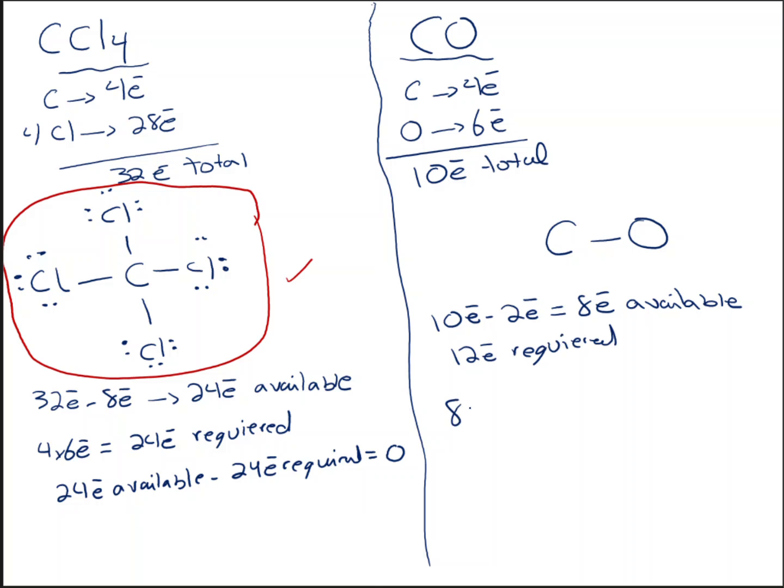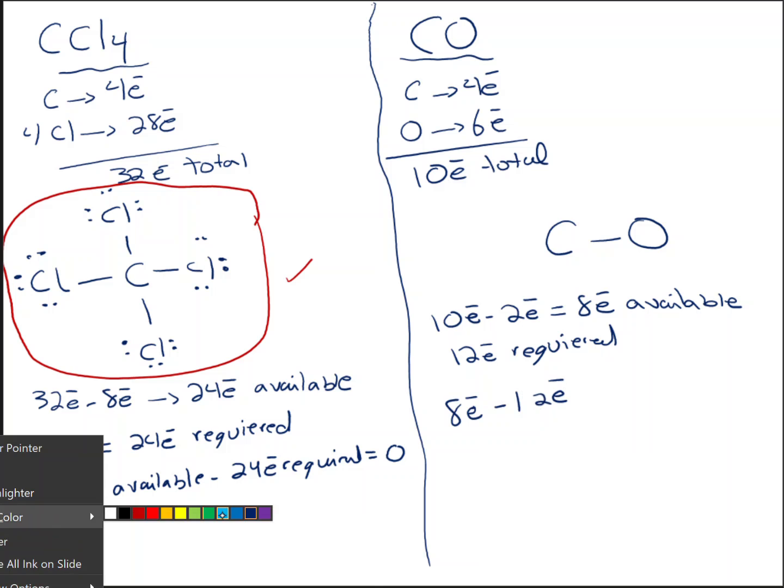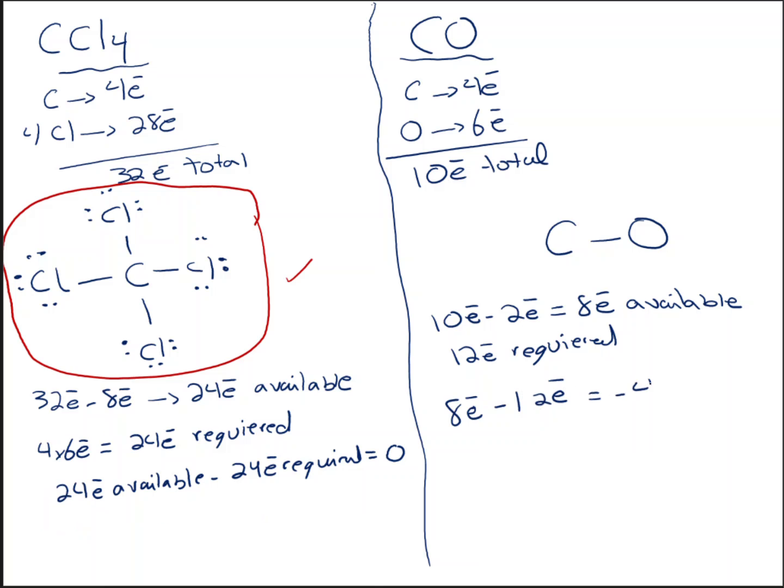Now, if we do available minus required, we're going to end up with -4. So -4 means, first of all, the negative means that I would expect to see either a double bond or a triple bond, extra bonds. And now since it's -4, I expect to see 2 extra bonds. Here they are.